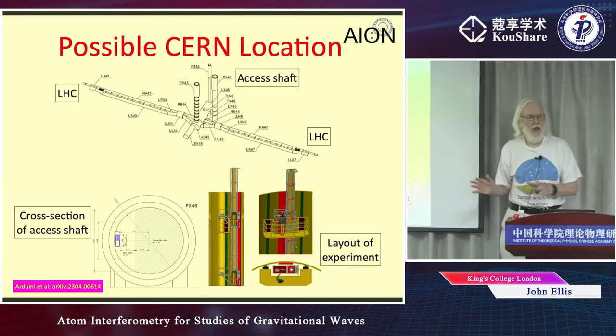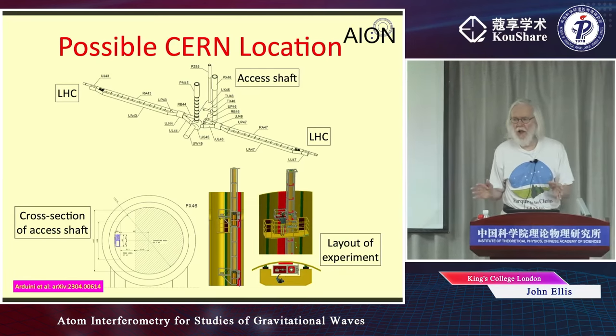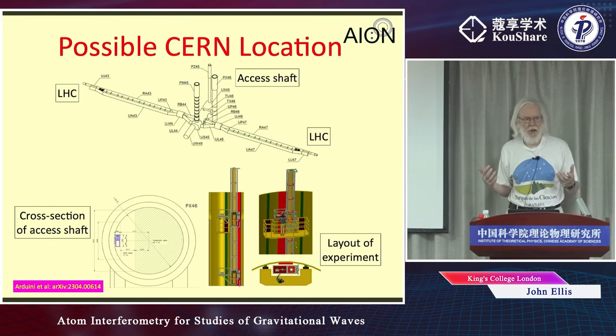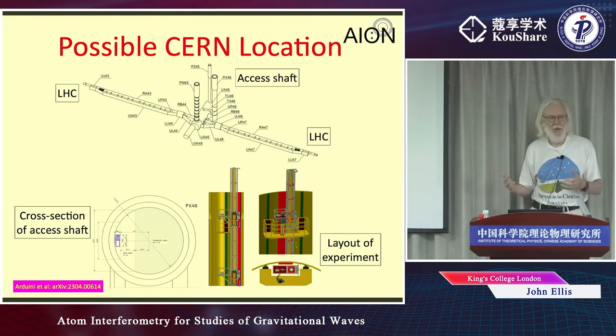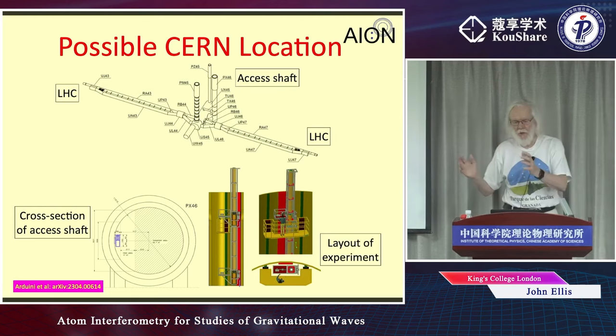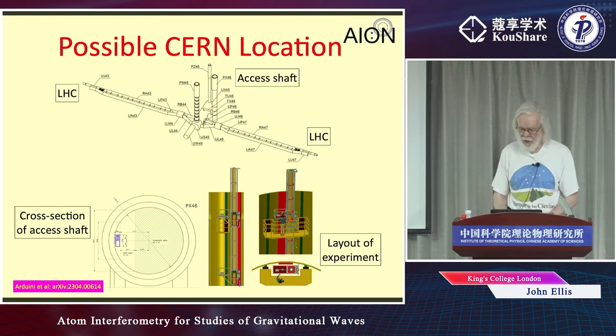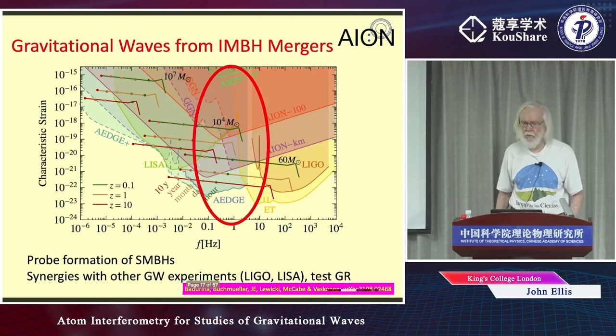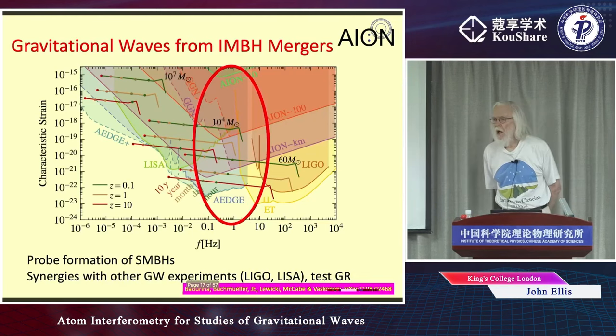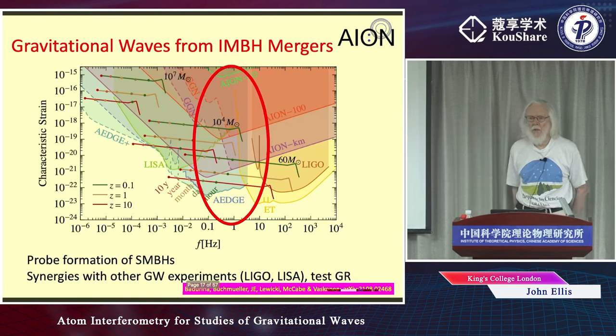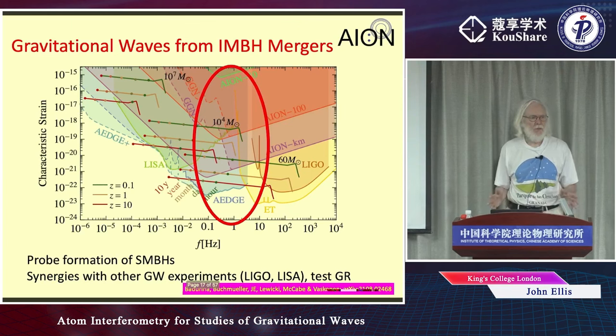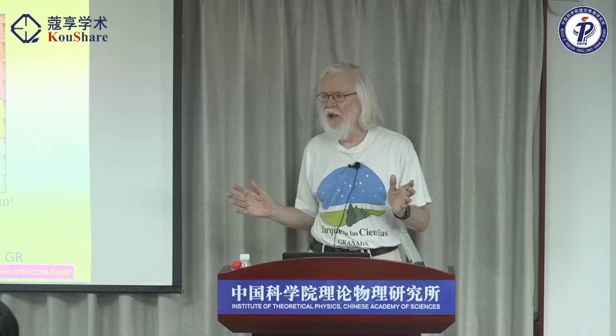So I should say that this CERN project is just a concept at the moment. We're not at the stage where we can propose it to anybody, but we're preparing the ground for that possibility. Okay, maybe I'll just pause for a second, because I'm going to stop talking about atom interferometers and now talk about what we want to use them for. So are there any comments or questions on what I've said so far?